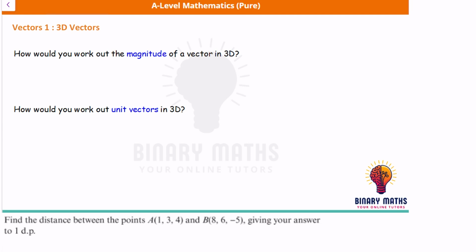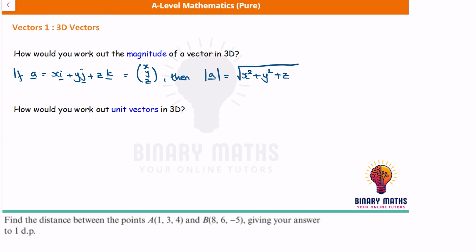This lesson is about 3D vectors and how to carry out operations with three-dimensional vectors and solve geometric problems. So how would you work out the magnitude of a vector in 3D? If A is equal to xi plus yj plus zk, so we have a k component now, which is equal to the column vector x, y, z, then the magnitude of A is equal to the square root of x squared plus y squared plus z squared.